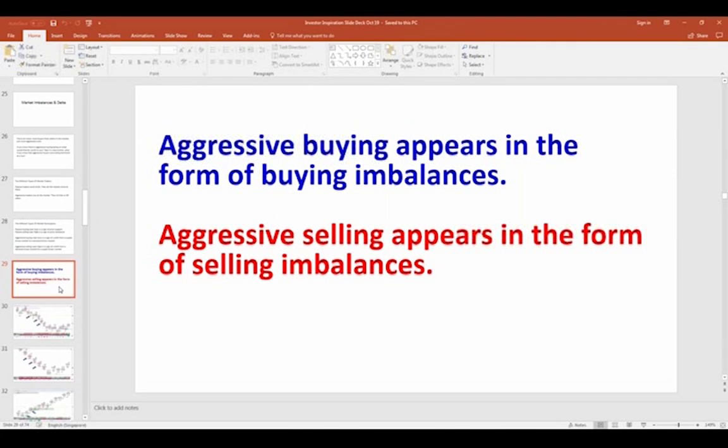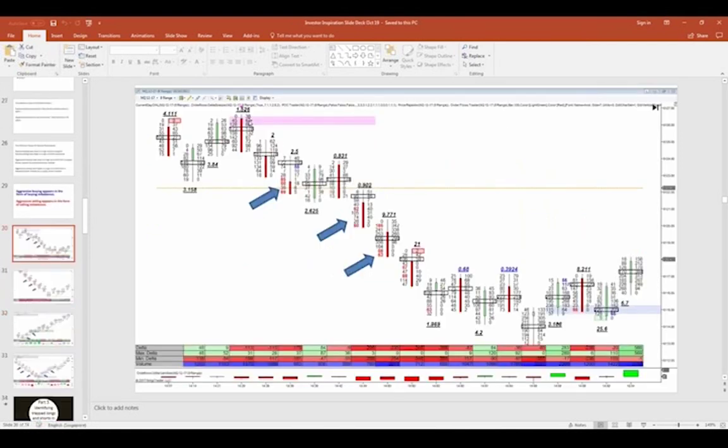And so aggressive buying appears in the form of buying imbalances. Aggressive selling appears in the form of selling imbalances. And I have these highlighted blue and red because aggressive buying is generally highlighted on the order flow chart in blue, and aggressive selling is highlighted in red. And I'll show you perfect examples. Market moving down on the aggressive selling, where these arrows are. See all the red numbers as the market's moving down.